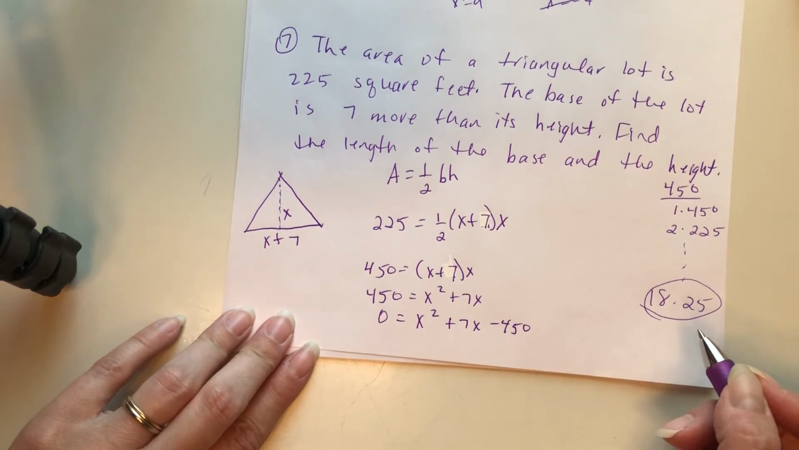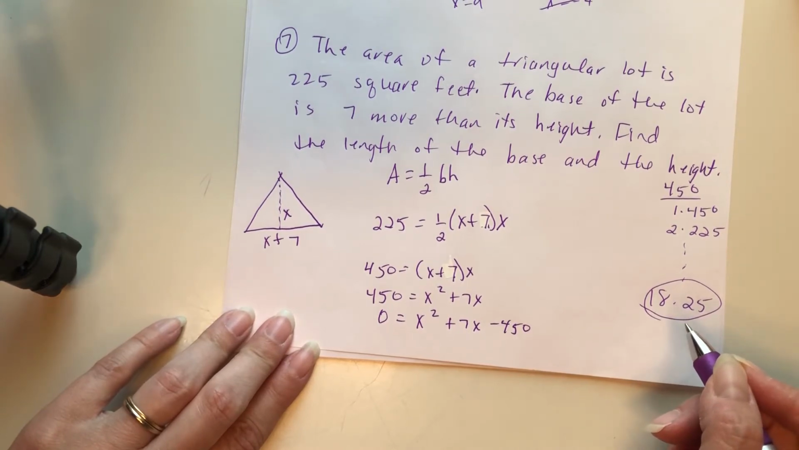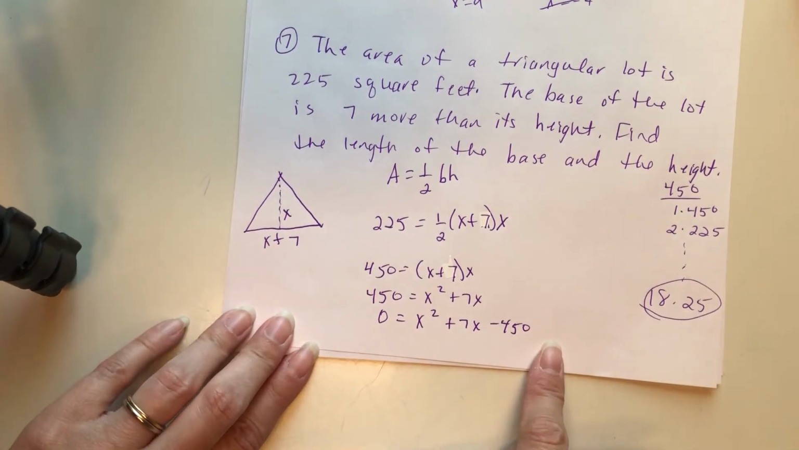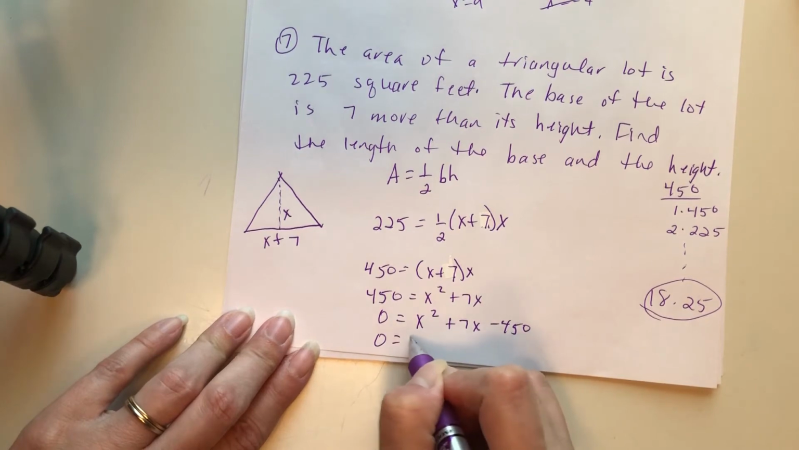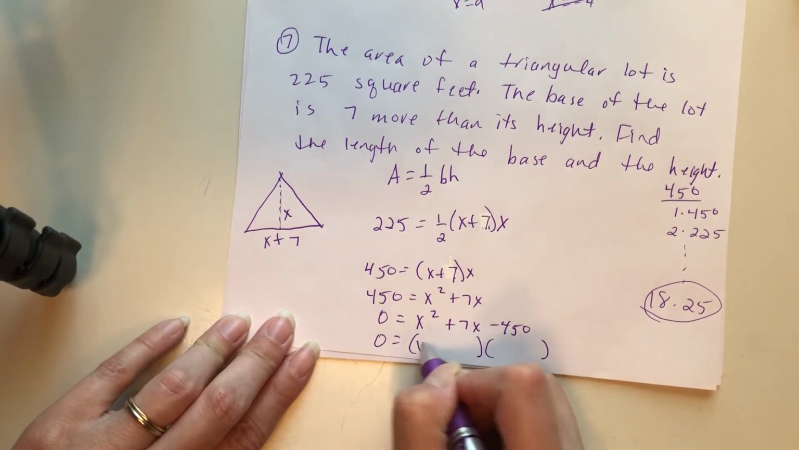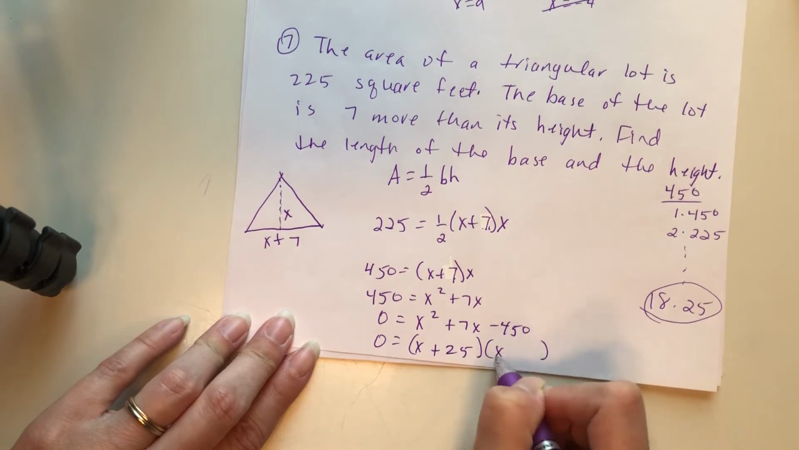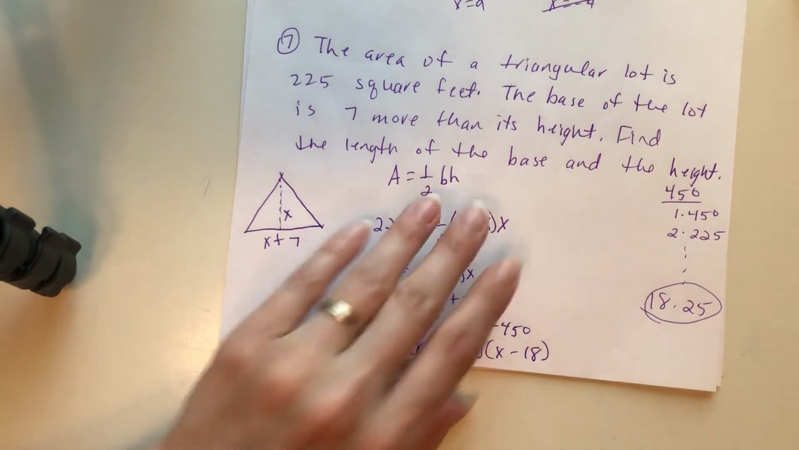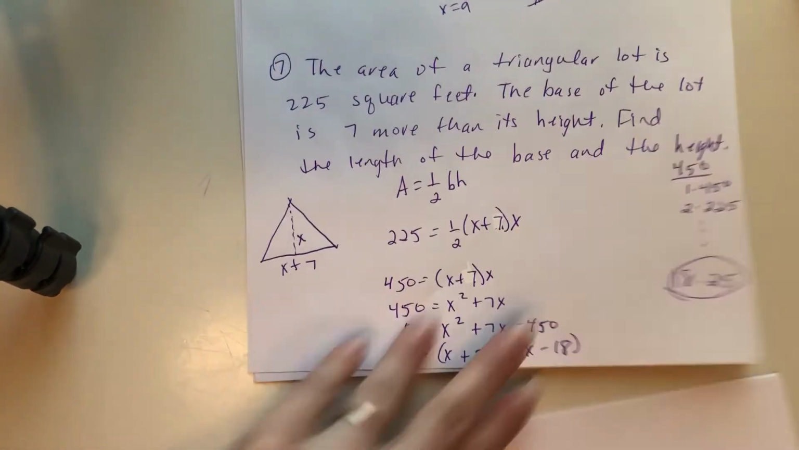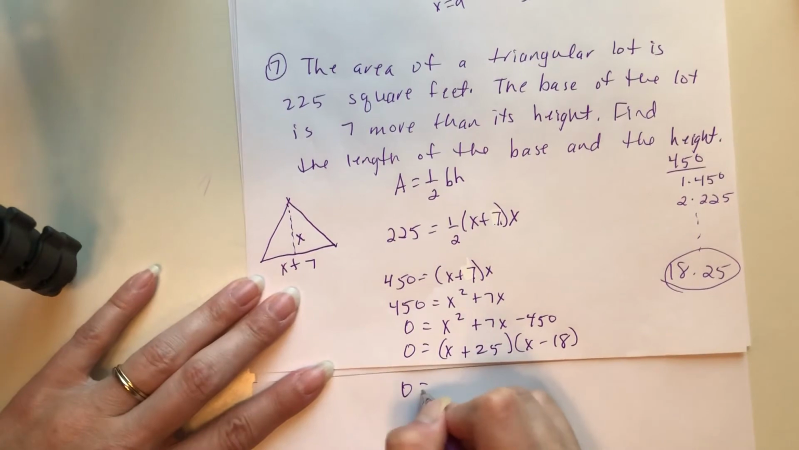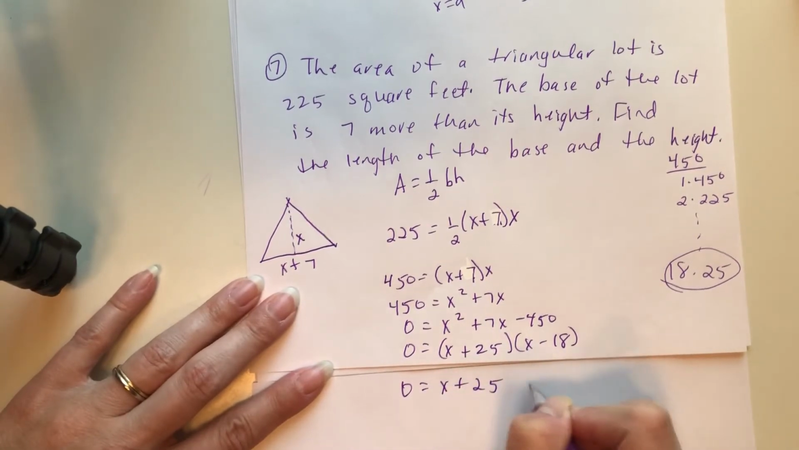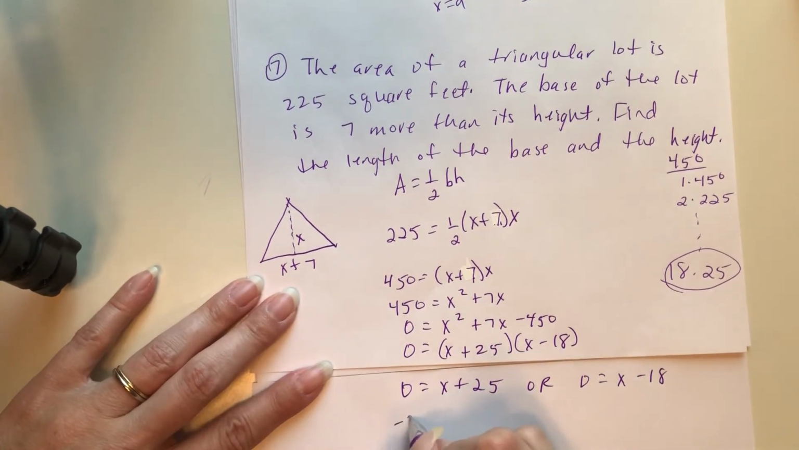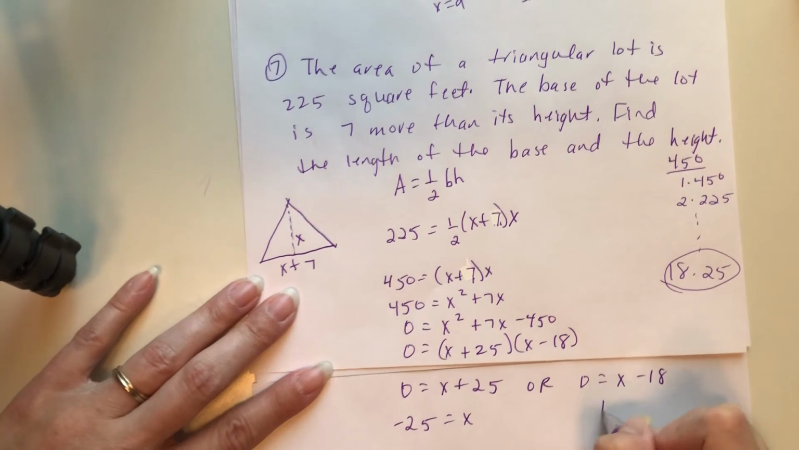Okay, and then I'm limited on space, but I can rewrite it with 4 terms, do the grouping method, and when I do that, I end up with x plus 25 times x minus 18. All right, so from here, some more paper. We've got 0 equals x plus 25, or 0 equals x minus 18. So subtract 25 on both sides. Add 18 to both sides.